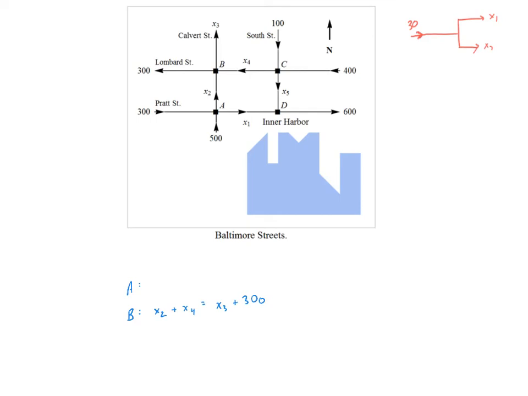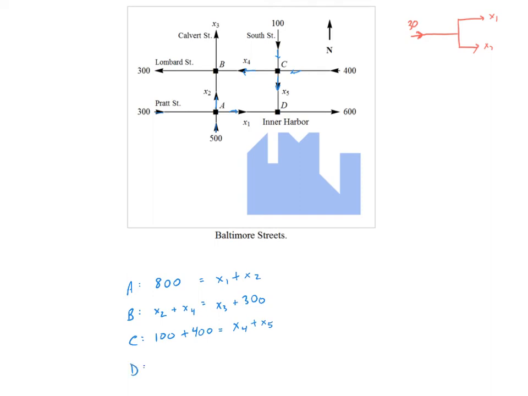But for intersection A, we have values of 500 and 300 flowing in, so that would be 800, is equal to x2 and x1 flowing out of intersection A. Okay, the same thing for C. What do we have flowing into C? We have 100 plus 400 flowing into intersection C. So I could have just written down 500, but that's okay. And then flowing out of C, we have x4 and x5.